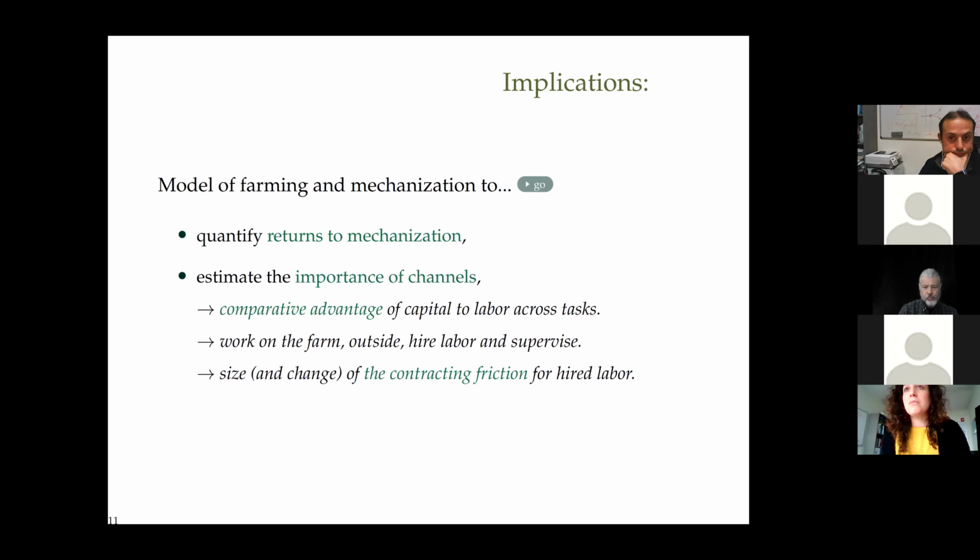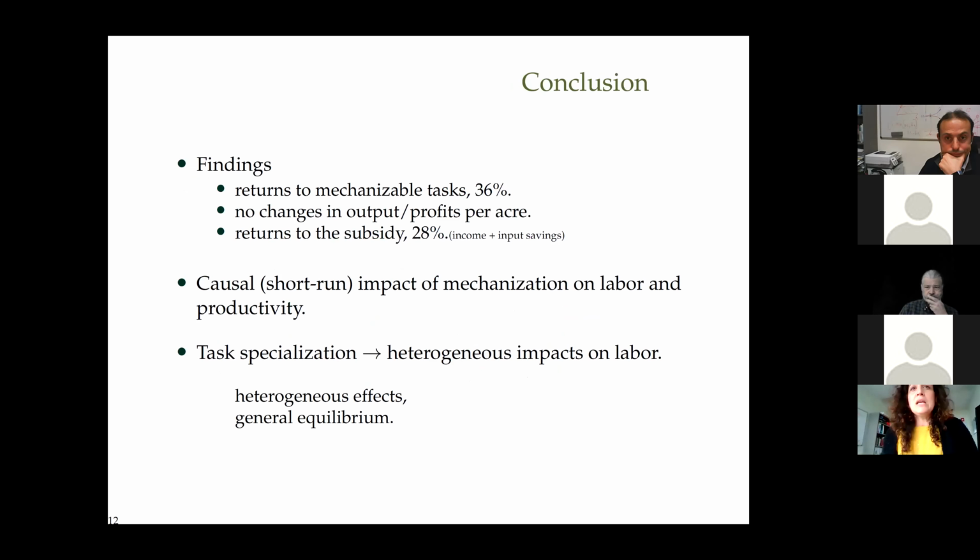So we combine this with a structural model to be able to assess what the returns to mechanization are and to study contracting frictions, although unfortunately I don't have time to talk about that. So what we do find is that through this combination of the elasticities from the experiment and the structural model of task replacement, the return to mechanizable tasks is about 36%. There are no changes in output and profits, and the return on the subsidy, in terms of how much additional income and input savings these farmers have, is about 28%.